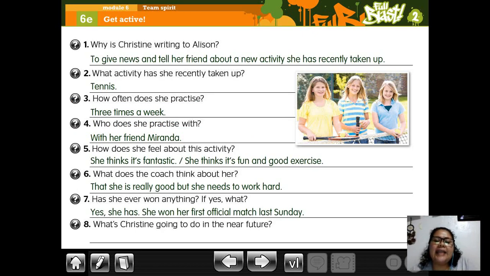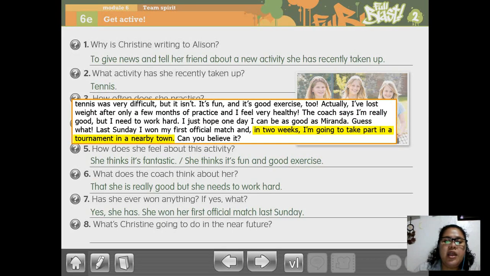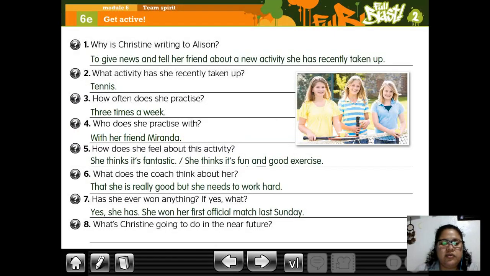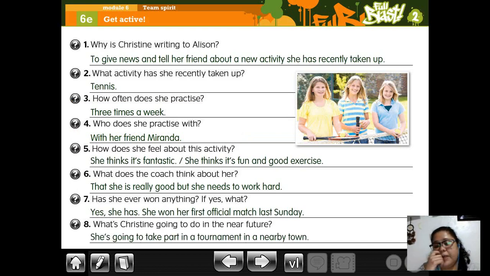And number 8. What's Christine going to do in the near future? Futuro cercano, ¿qué es lo que va a hacer? In 2 weeks, I am going to take part in a tournament in a nearby town. Very good. Entonces va a ir a un torneo en una ciudad cercana. So she's going to take part in a tournament in a nearby town. Recuerden que take part significa participar, ¿ok?